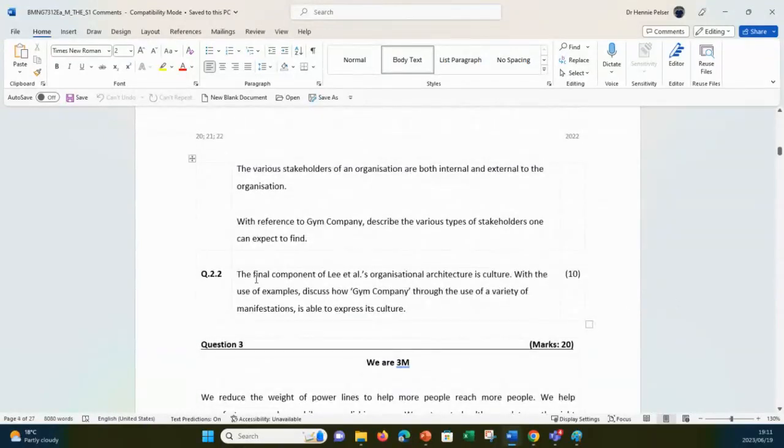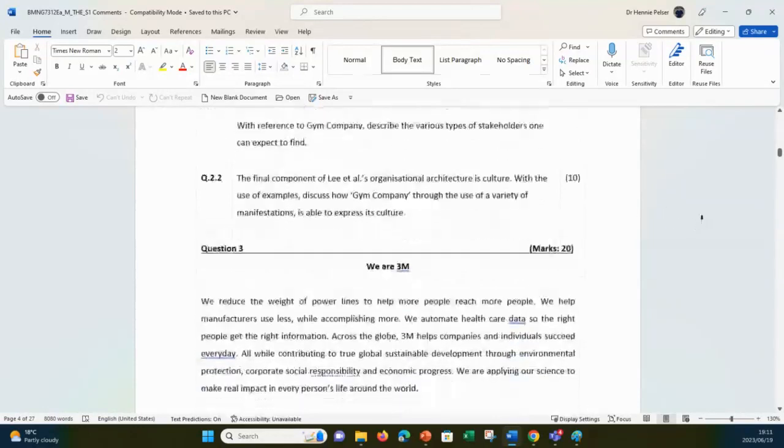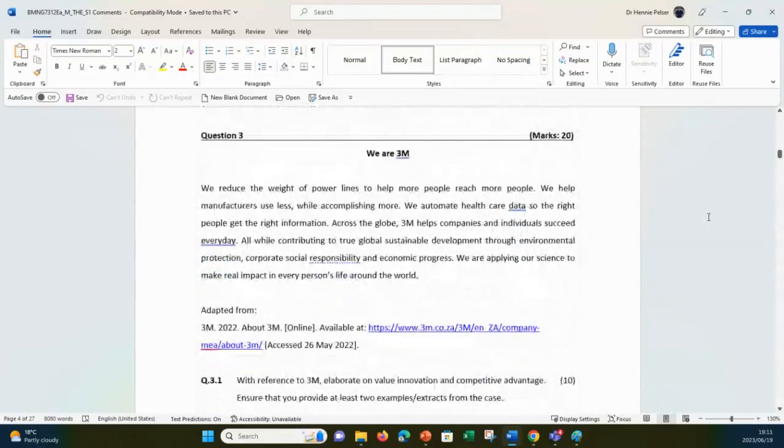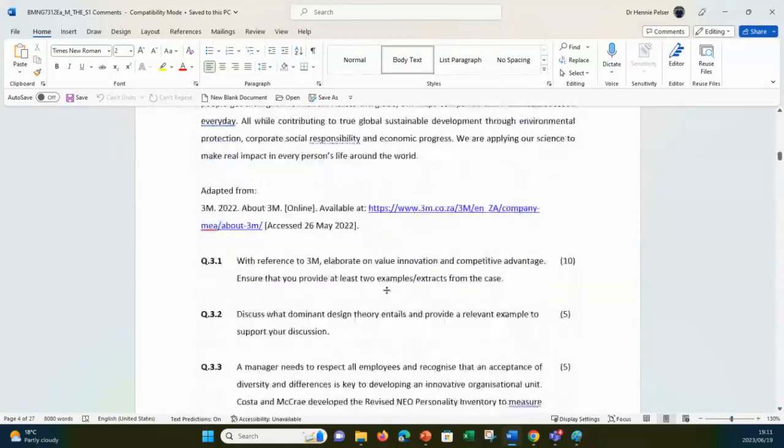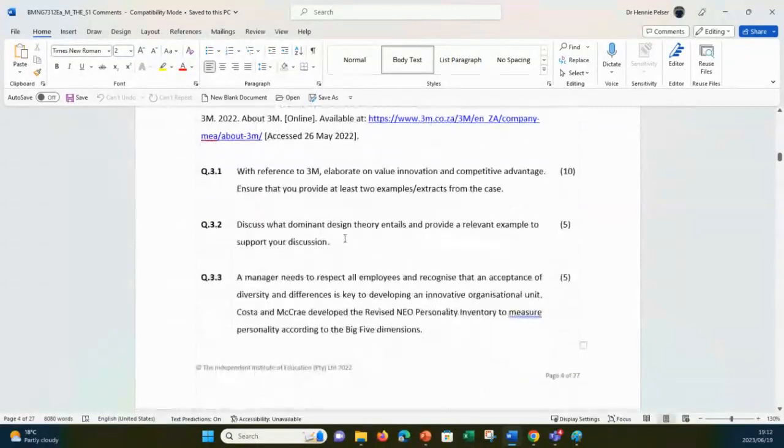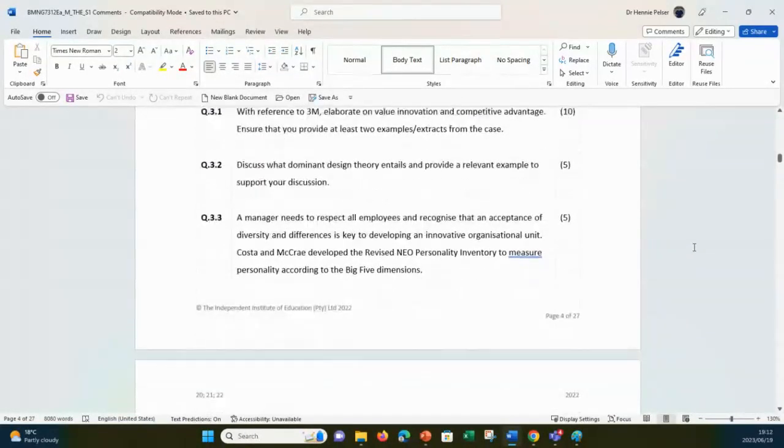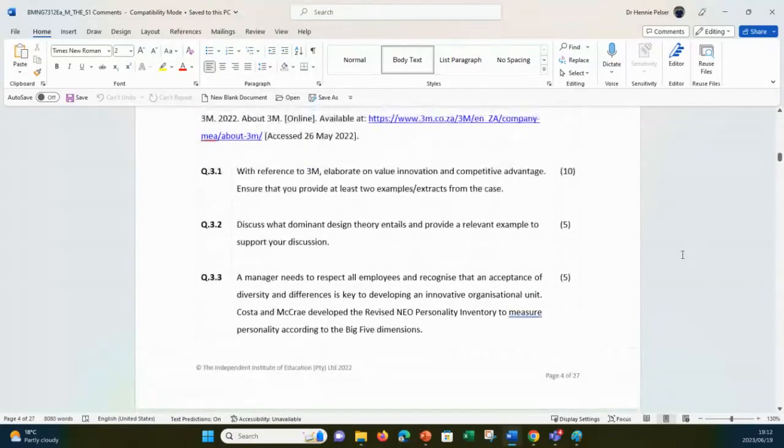You will also be asked a question in terms of organizational architecture. I'll go through the organizational architecture and the key bits there. Again, the case study, and then there will be a question on value innovation and the different forms of value innovation. I'll go through the different design theories, but essentially the questions will look like that. I'll slow down in a second.